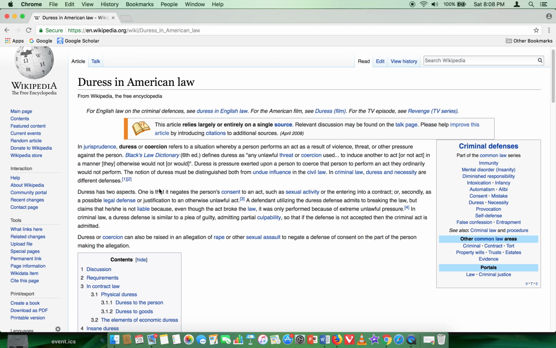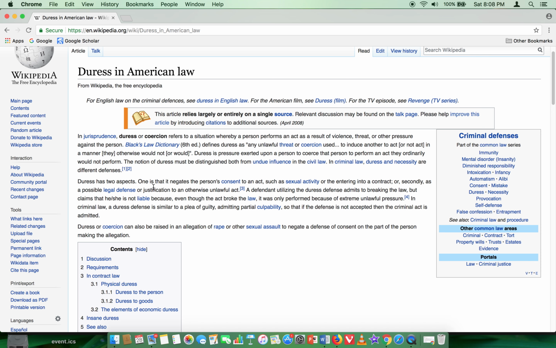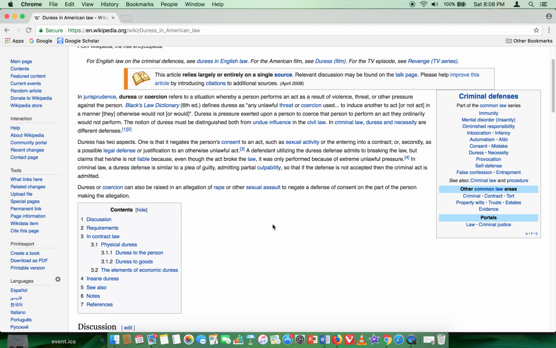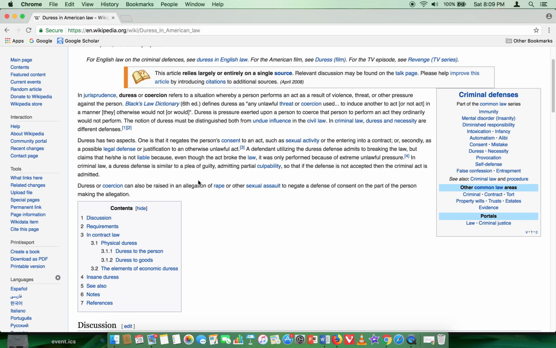The notion of duress must be distinguished from undue influence in the civil law. In criminal law, duress and necessity are different defenses. Duress has two aspects. One is that it negates a person's consent to act, such as sexual activity and entering into a contract, or secondly, a possible legal defense or justification to an otherwise unlawful act. A defendant utilizing the duress defense admits to breaking the law, but claims that he or she is not liable because even though the act broke the law, it was only performed because of extreme unlawful pressure. In criminal law, a duress defense is similar to a plea of guilty, admitting partial culpability so that if the defense is not accepted, then the criminal act is admitted.